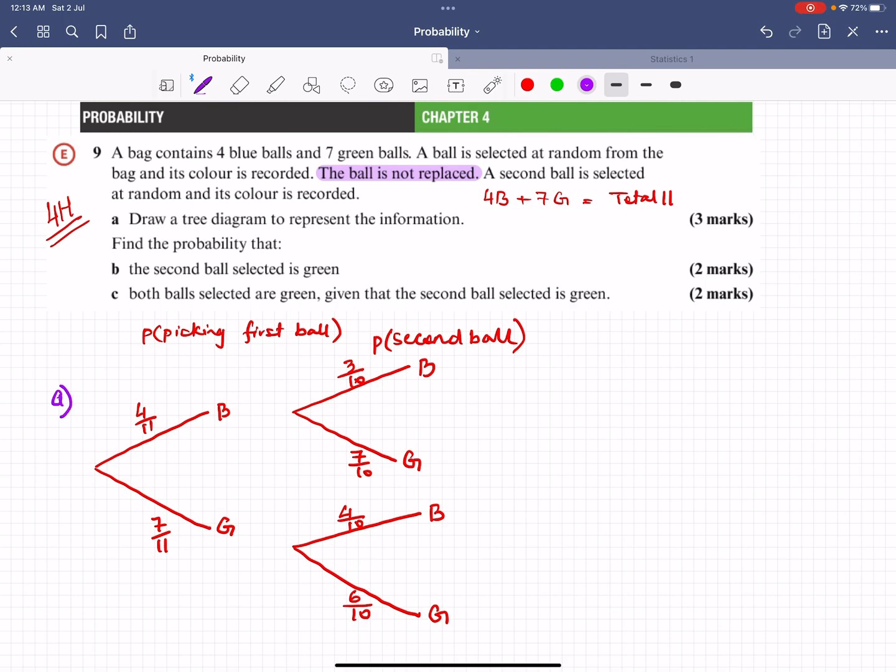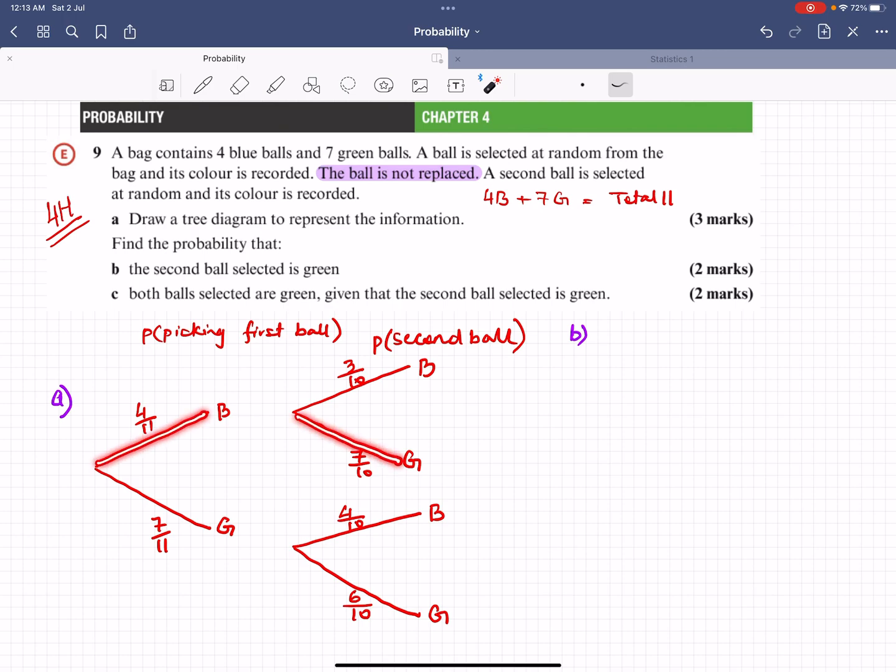Now let's move on to part B. In part B, we are supposed to find the probability of the second ball being a green ball. So the second ball green is possible. Now here is our second probability. For picking up a green ball, if we picked up blue first and green second, this is one probability. And when we come from one event to the other event, we multiply. So this is the probability of picking up a blue ball and a green ball.